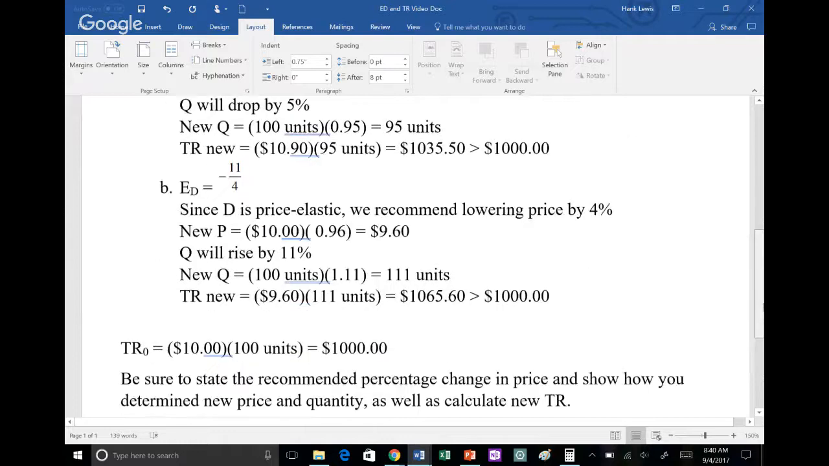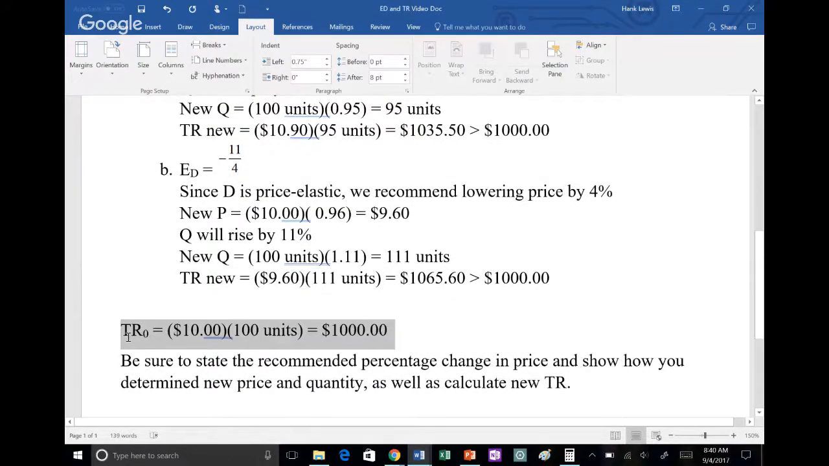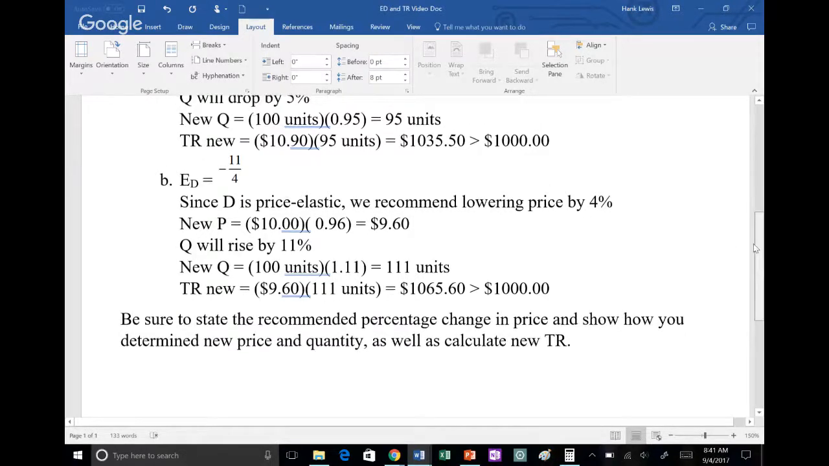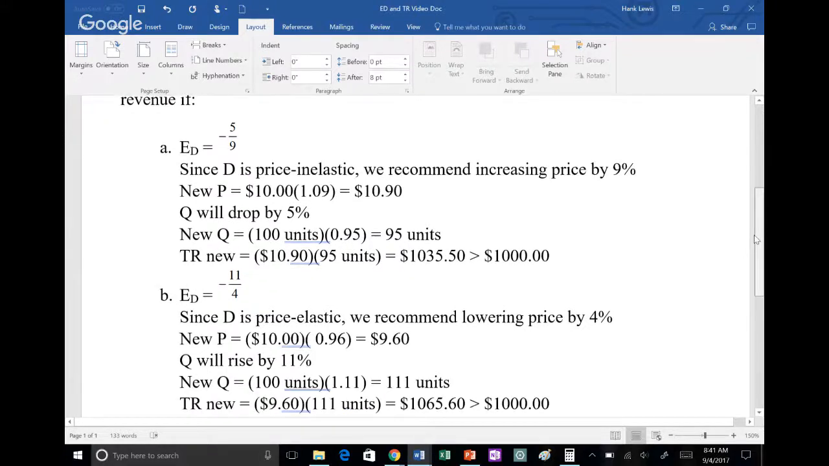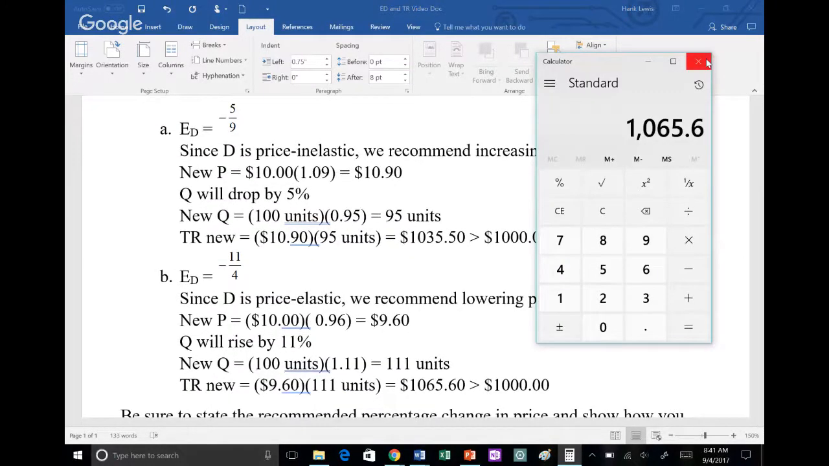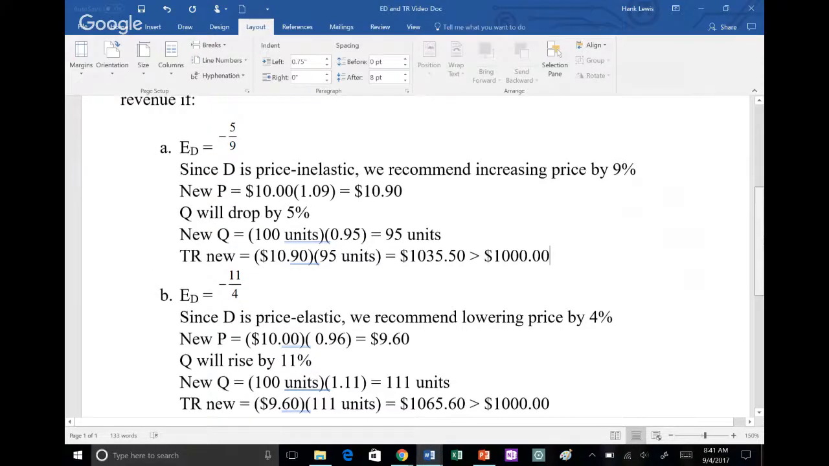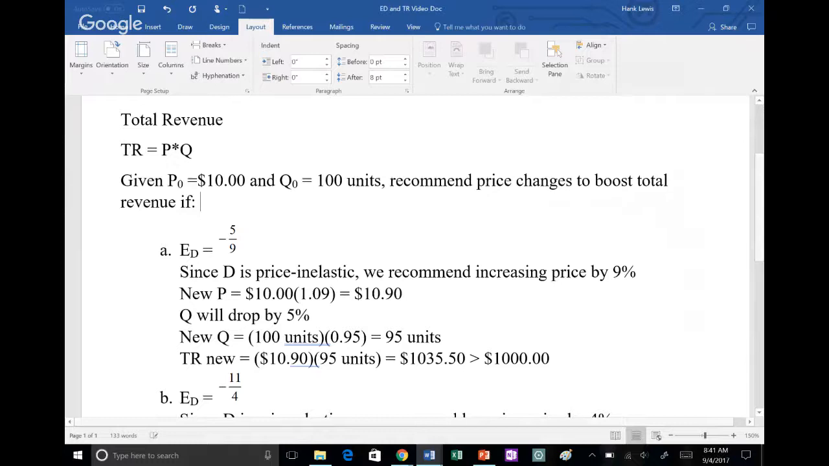All right. A couple of people are going to ask me, gee, professor, what if we had done the opposite? What if we had raised price 4% to $10.40? Well, $10.40 is going to make quantity sold drop by 11% to 89 units, and 89 times 10.4, and I'm not going to write this down because I don't want y'all doing this here, is equal to $925.60, which is less than $1,000. Again, we do not want, I repeat, we do not want to cause the business to have less revenue coming in.